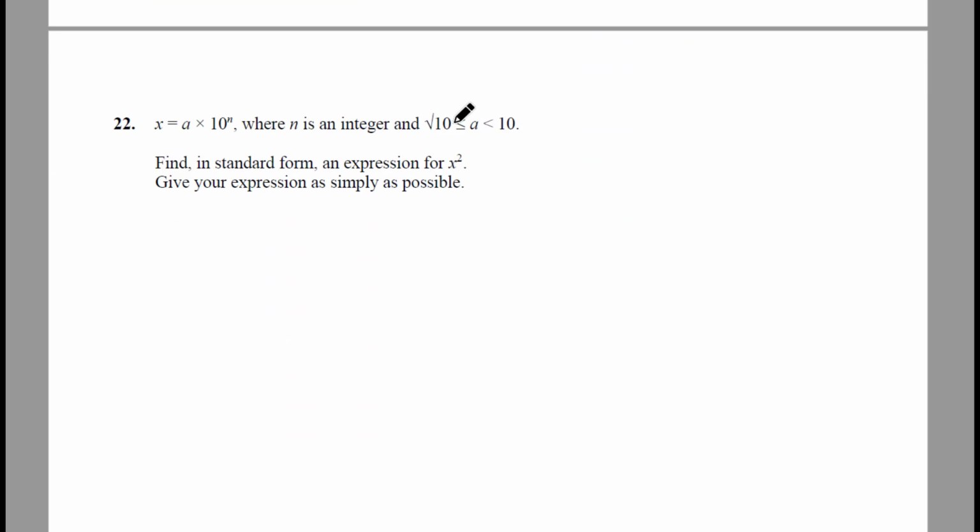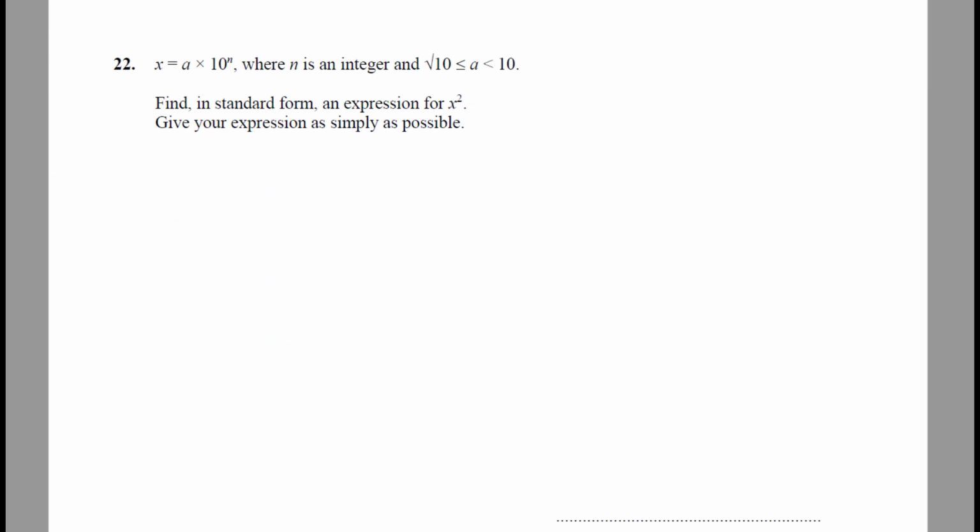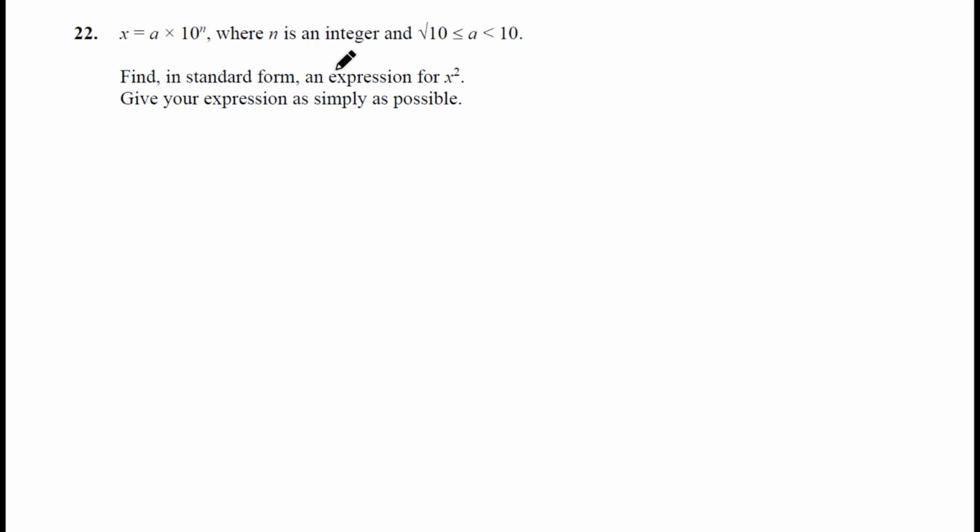Let's see question 22. So let's look at question 22. We've got x equals a times 10 to the power of n, and a is between the square root of 10 and 10. Find in standard form an expression for x squared. So essentially we are squaring both sides, this is what we're doing.